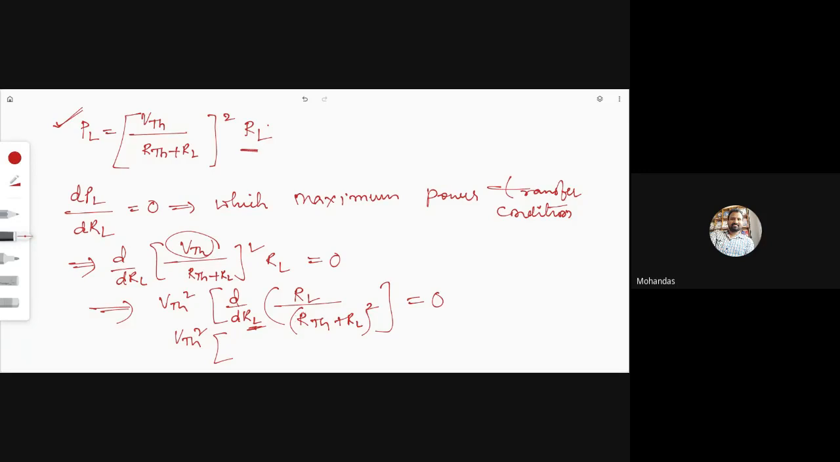UV rule means first we differentiate this RL with respect to RL. dRL by dRL becomes 1, into V, which is R Thevenin plus RL whole square, minus RL into the derivative of V, so that becomes 2 into R Thevenin plus RL, into 1, divided by V square, R Thevenin plus RL whole square, which is equal to 0.